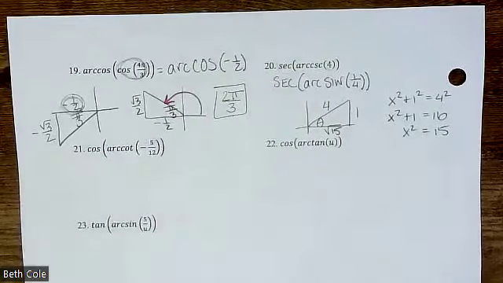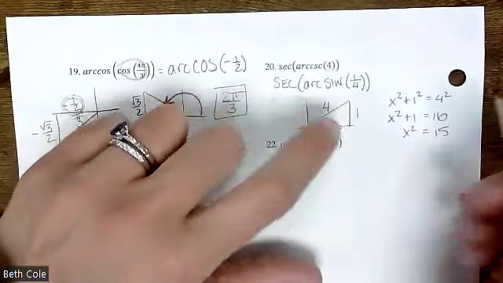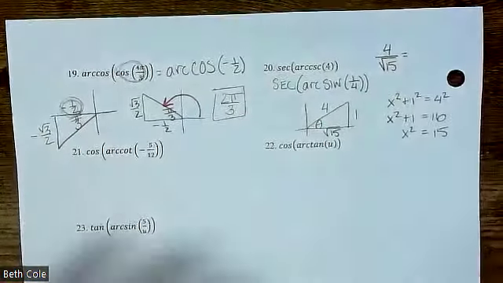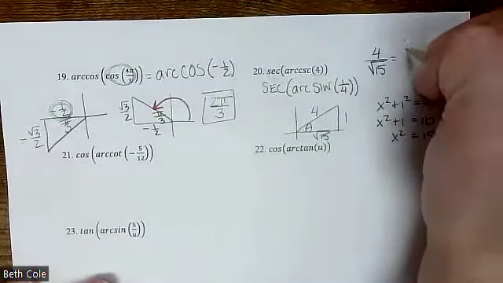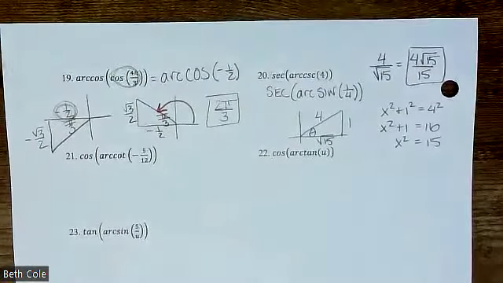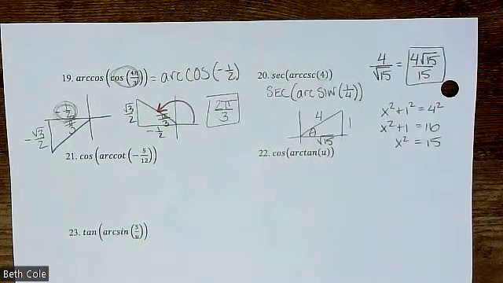It says secant. Secant is the reciprocal of which one? Cosine. Cosine is adjacent over hypotenuse. So this is going to be hypotenuse over adjacent. So it is 4 over square root of 15. And then there's one more step. You have to rationalize it. So 4 square root of 15 over 15. That was a bunch of steps, but it was Pythagorean theorem. You guys can do that. I believe in you.